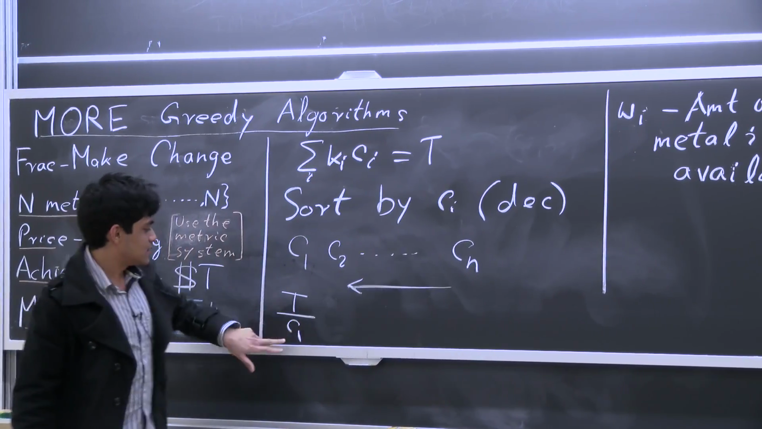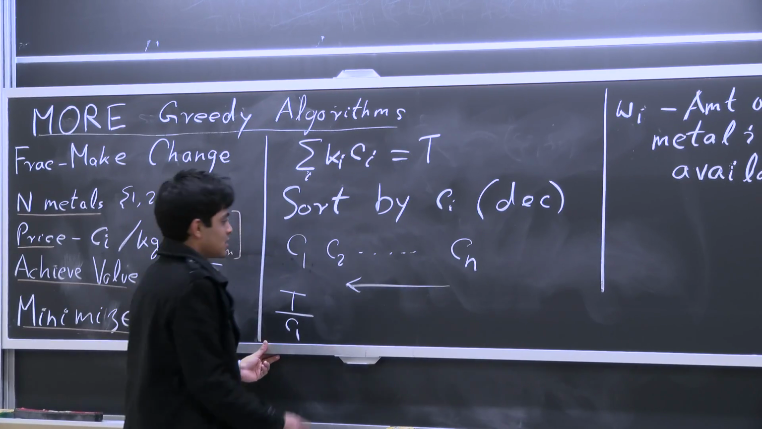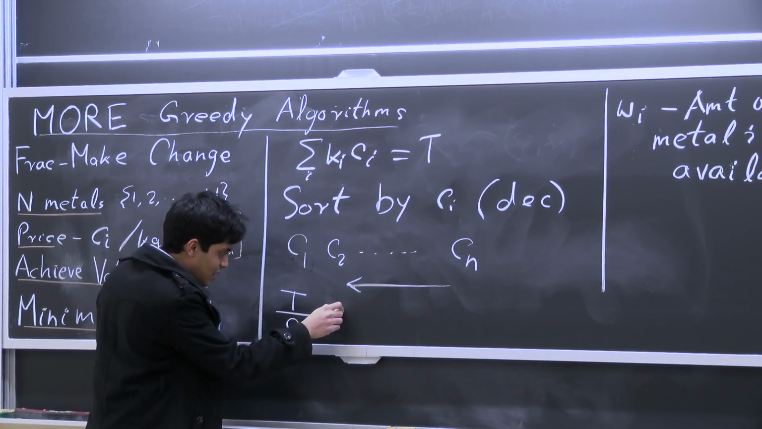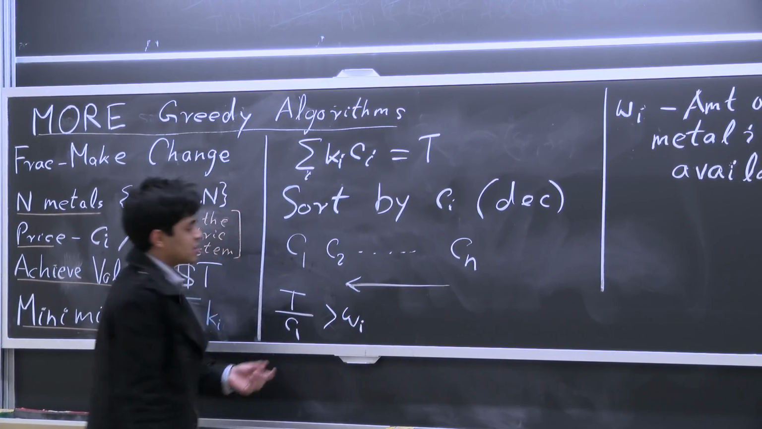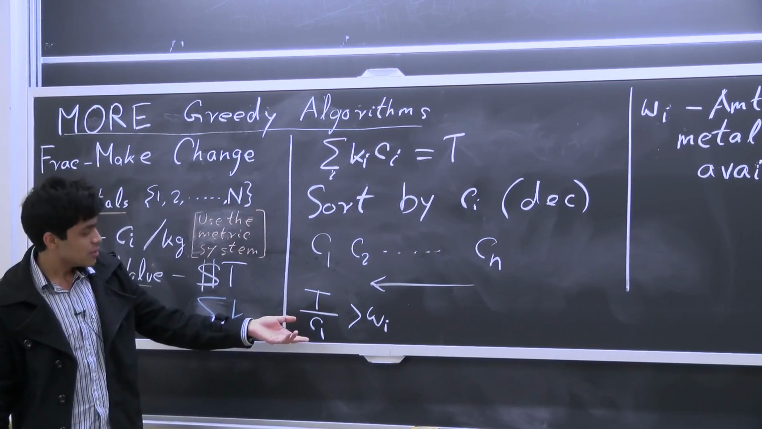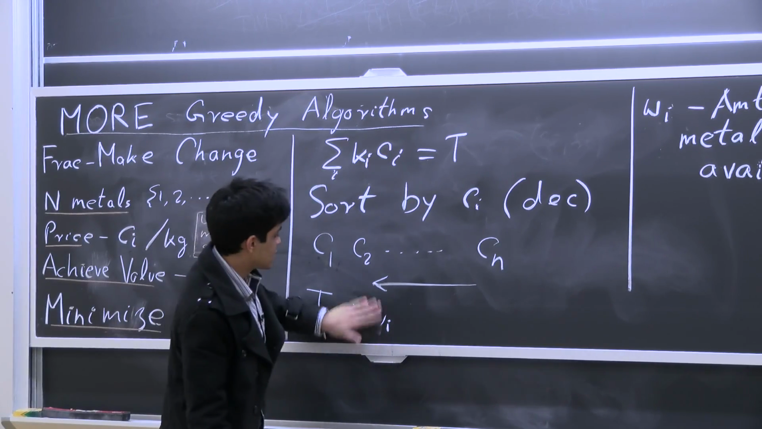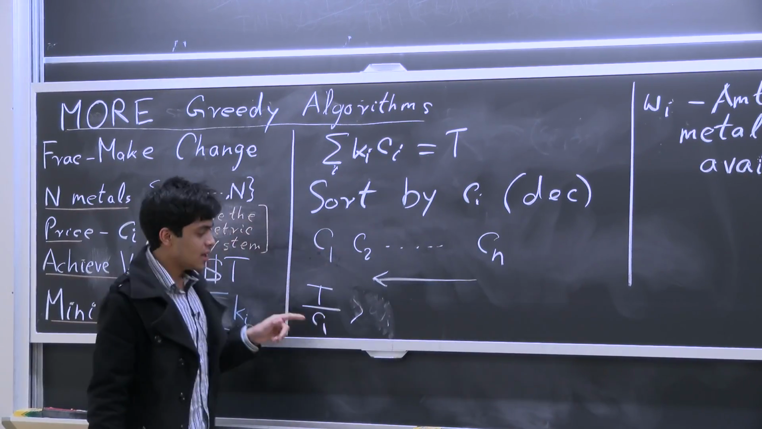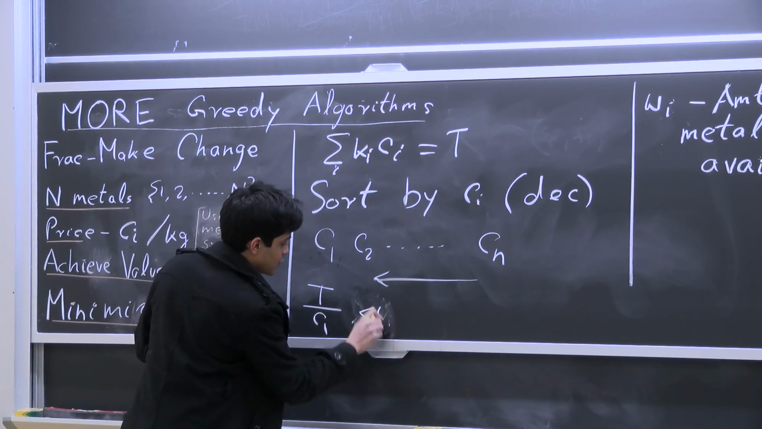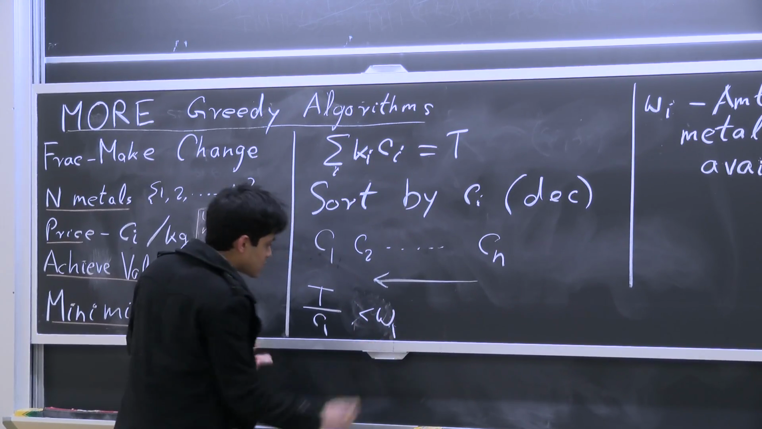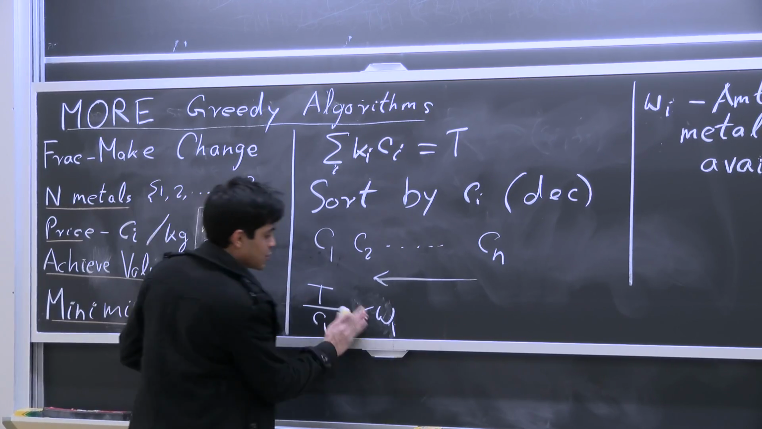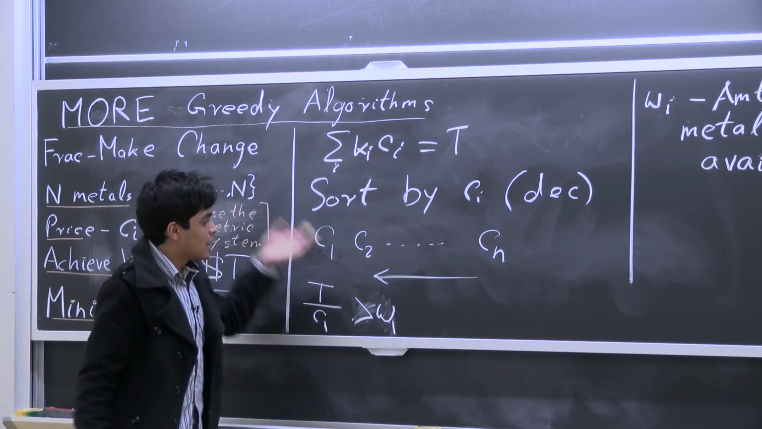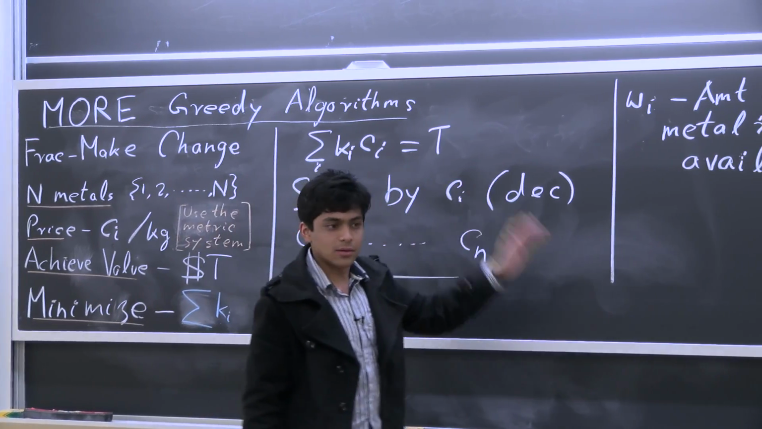So you look at T over Ci, and if T over Ci is less than Wi, then you just use the amount you need, and you're done. Otherwise, if it's greater than Wi, you use all of it. And then you move on to the next one, and so on.